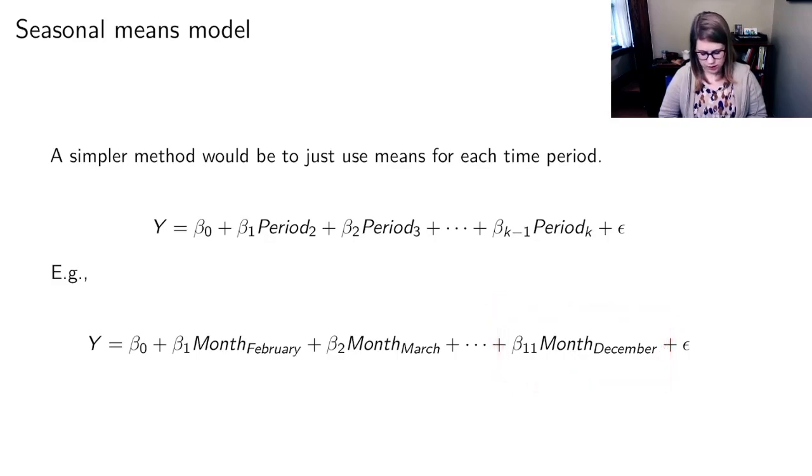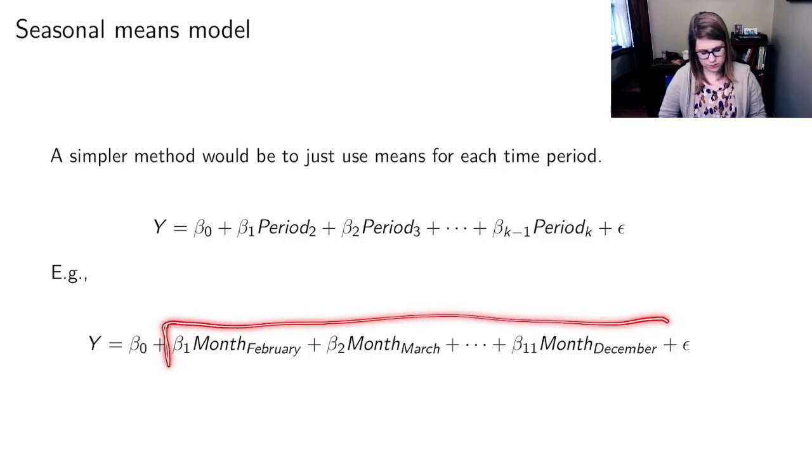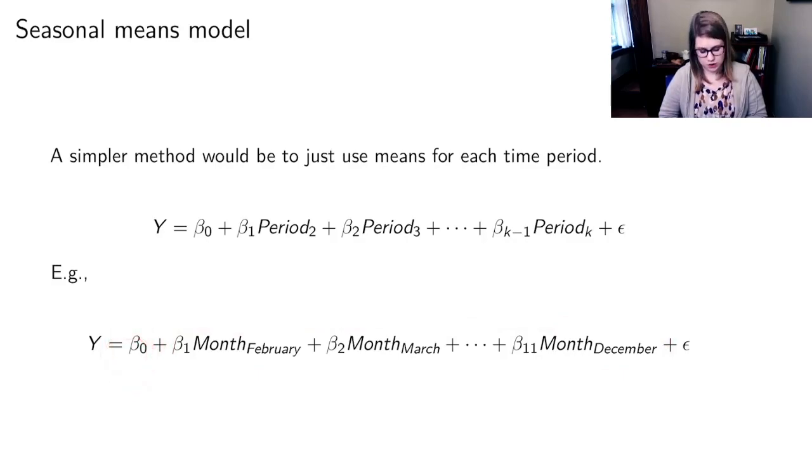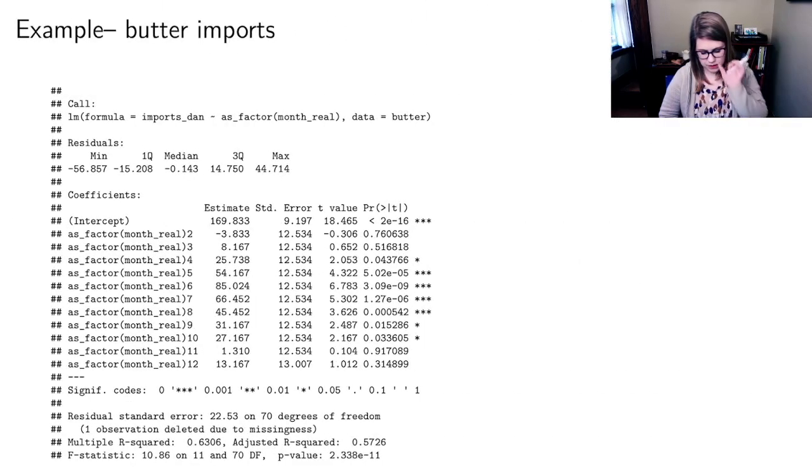And of course, one of the months is going to get used as the reference group, baked into the intercept. So we're not going to have 12 comparative coefficients. We're going to have 12 coefficients overall, including beta 0, which is our intercept. So let's think about how this would work for my Danish butter imports. I'm going to use the month as a factor.